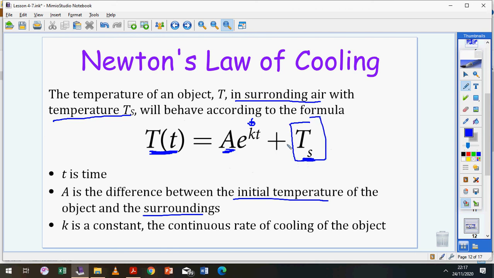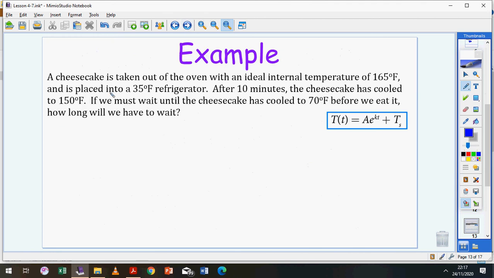Let's look at an example. A cheesecake is taken out of the oven with an initial temperature of 165. So this is telling us that when time is 0, the temperature of this cheesecake is 165. Placed into a 35-degree refrigerator. So since it's placed into the surrounding of the refrigerator, this is going to be the temperature of the surroundings. After 10 minutes, the cheesecake has cooled to 150. They've given us another point that at 10 minutes, the temperature has cooled to 150.